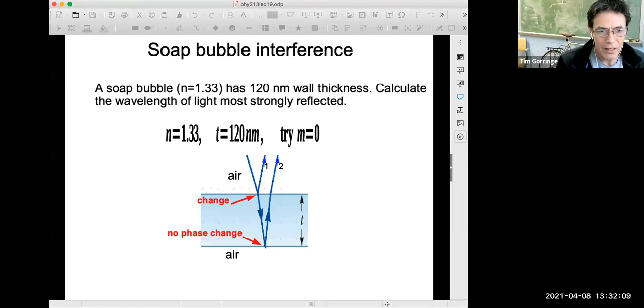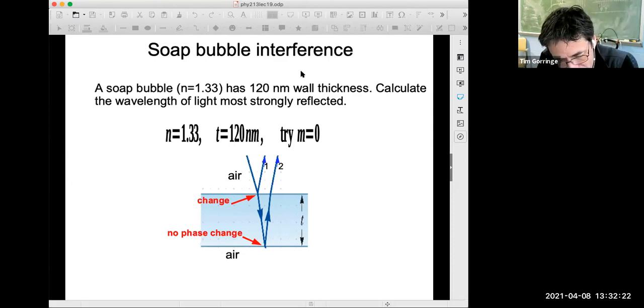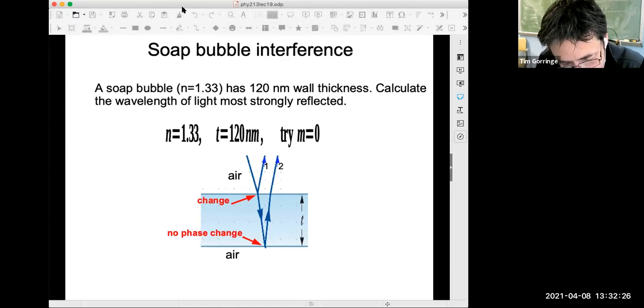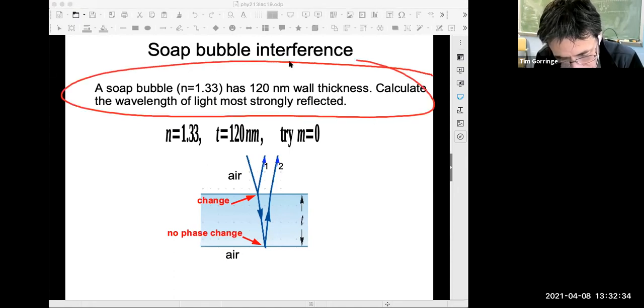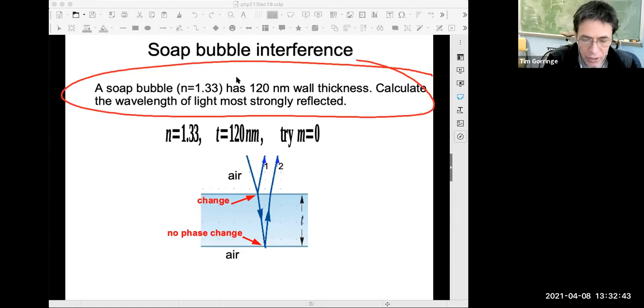I just want to end up with an example of soap bubble interference. And maybe this will help with that question about the halves or not the halves. So in this question, I'll get the pen going again. We're imagining a soap bubble. The soap bubble is made of water, essentially, so its refractive index is 1.33. We're told it has a thickness of 120 nanometers, thickness of the walls of the soap bubble. And we've got to calculate the wavelength of light that's most strongly reflected. So we've got to calculate the wavelength corresponding to that bright fringe equation, or that constructive interference equation. So let's see if we can do that.